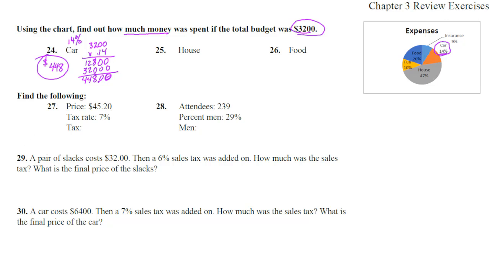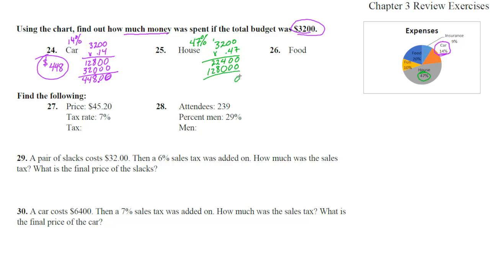Good. Number 25. What about the house? A house is 47%. And so we're going to take 47% of 3,200, so that's 3,200 times 0.47. 7 times 0 is 0, 7 times 0 is 0, 7 times 2 is 14, carry the 1. 7 times 3 is 21, plus 1 is 22. Now we put a 0 for that second row. 4 times 0 is 0, 4 times 0 is 0, 4 times 2 is 8, 4 times 3 is 12.